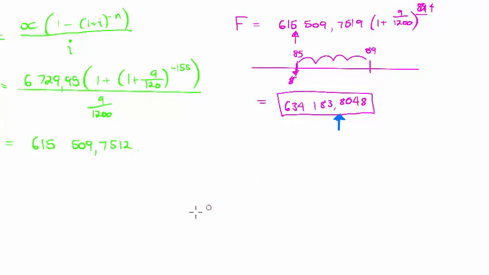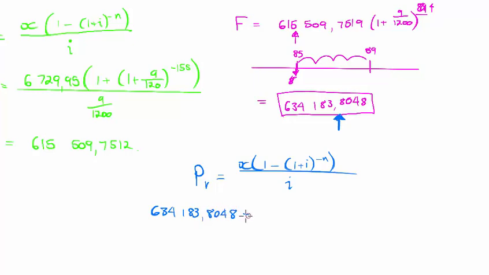The payments come after. So I'm going to use the present value formula, which is x times (1 minus (1 plus i) to the power of negative n) over i. Present value 634,183.8048 is equal to, and on this side I know I'm paying 8,500 times (1 minus (1 plus 9 over 12) to the power of, what am I putting here?